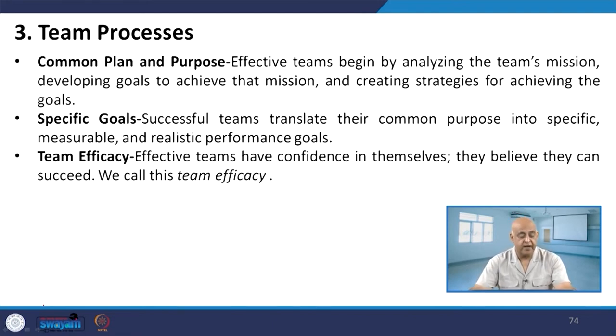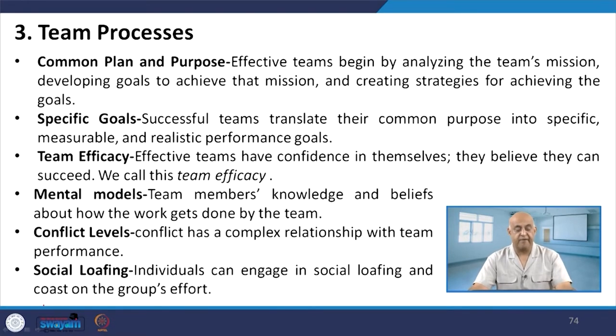Team processes: common plan and purpose. Effective teams begin by analyzing the team's mission, developing goals to achieve that mission, and creating strategies for achieving those goals. So, what is the team's mission, and developing goals to achieve that mission. For the accomplishment of the mission, objectives or goals will be designed, and strategies for achieving the goals created. The planning process is complete. Specific goals: successful teams translate their common purpose into specific, measurable and realistic performance goals.